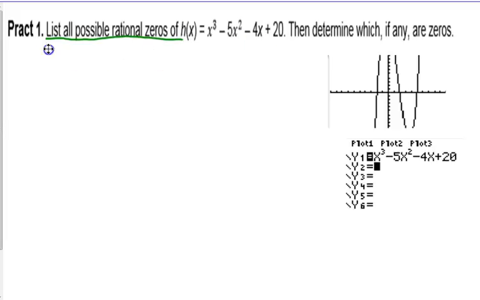So what are the possible, it says list them, all the possible zeros of this. Factors of what over what? Constant over the leading coefficient. So that all comes down to what?